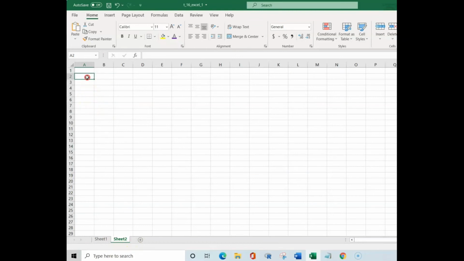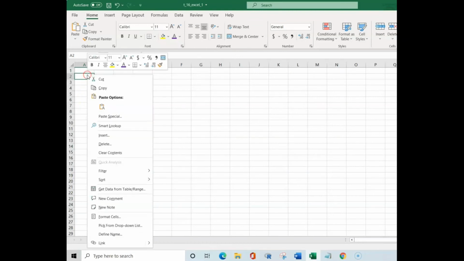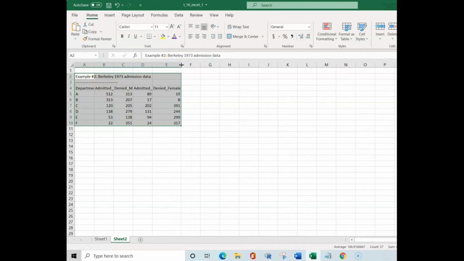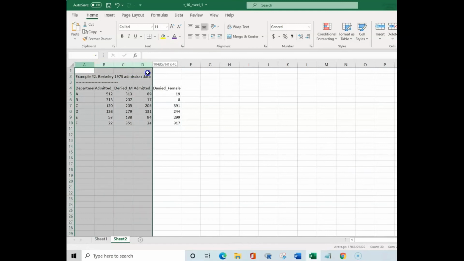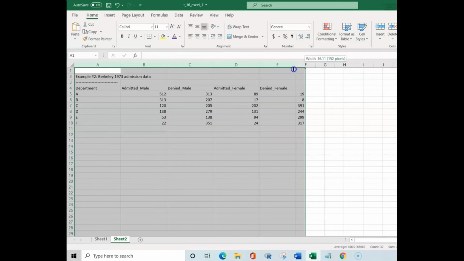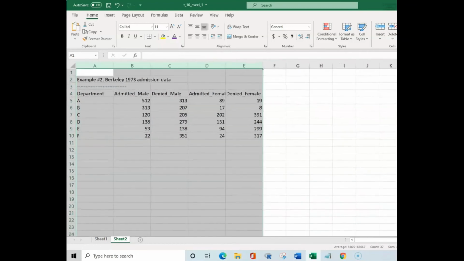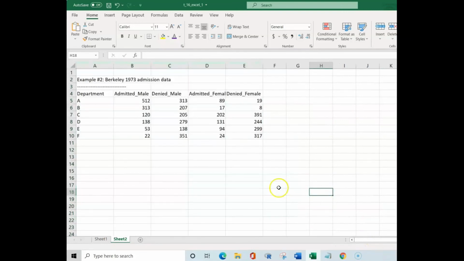Just copy and paste. So this is UC Berkeley 1973 admission data. In total there are 6 different departments. Column B is for admitted for male, and denied for male is column C. Column D and E are for women.